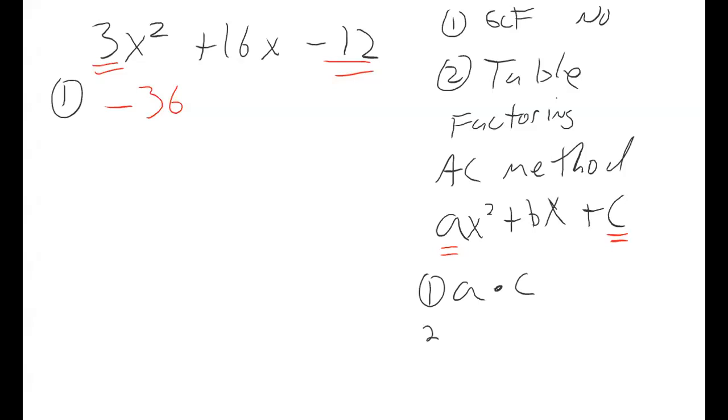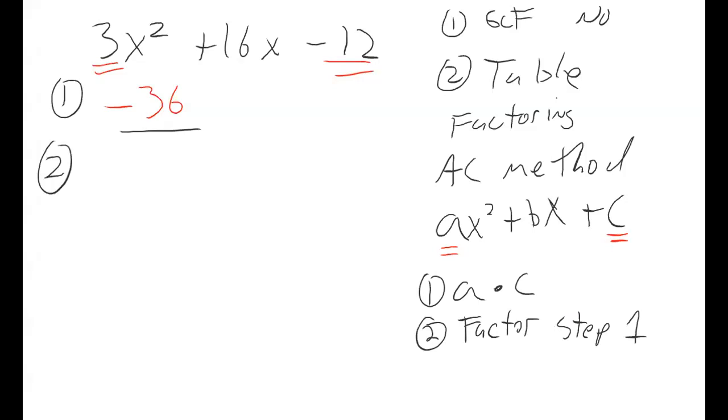Then step 2, factor. So what are my factors of negative 36? And this is where the AC method gets tricky because the numbers get big real quick, and I don't worry about the sign right now. I'm just going to write out the factors. So 1 and 36, 2 and 18, 3 and 12, 4 and 9, and 6 and 6, right? And now I've repeated numbers so I know those are all the factors of 36.